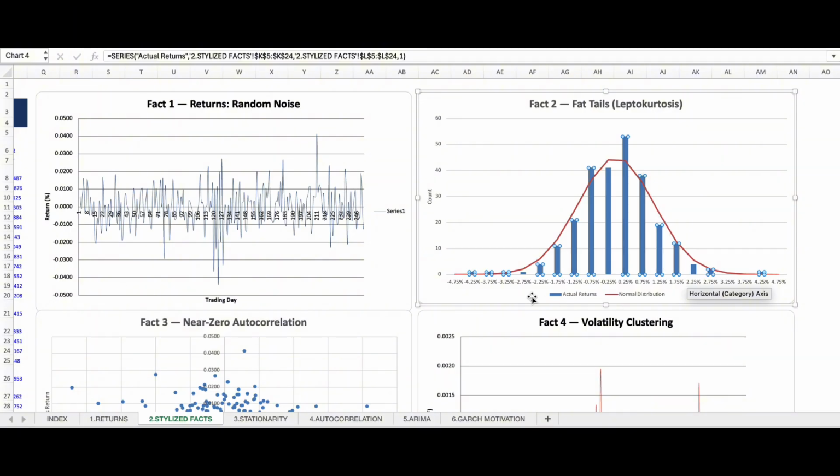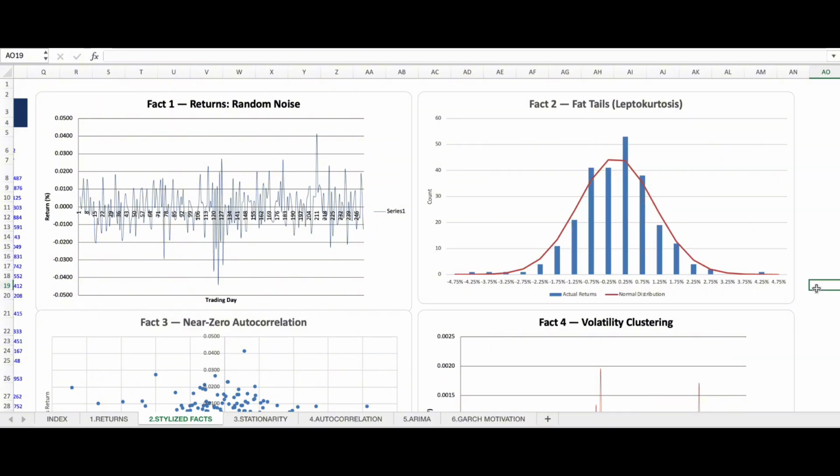And this is what fat tail means. And this technical term is leptokurtosis. It is actually a Greek word for heavy. So the tails of the distribution are heavier than normal because the extremes happen more often.